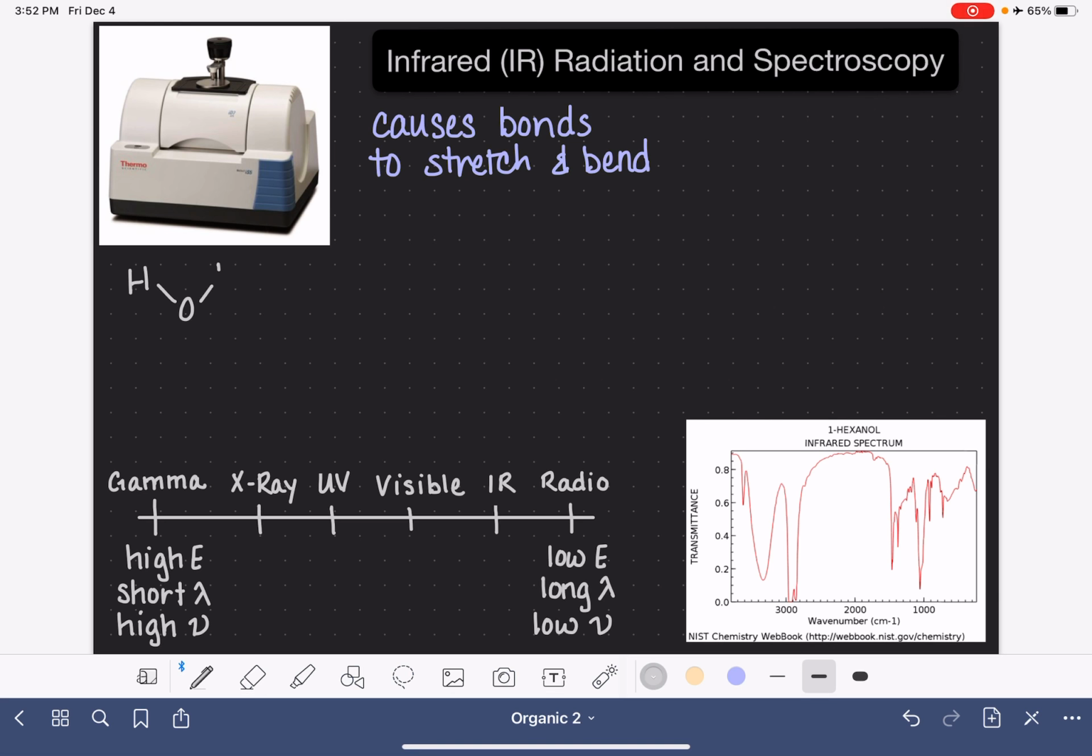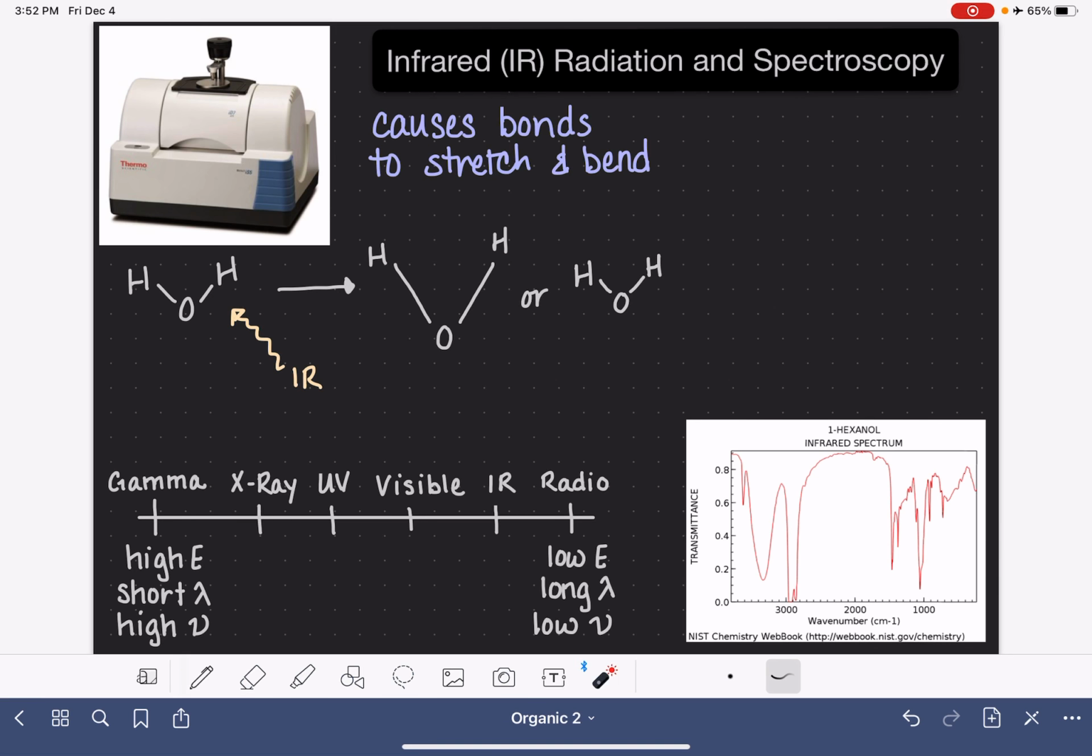Let's say that we have a water molecule and we blast that water molecule with some IR. So there's a variety of different ways in which the bonds in this water molecule can respond to the infrared radiation. One might be that the oxygen-hydrogen bonds stretch out. So that just literally would make the bonds get longer. This would be stretching those bonds. Or another option would be that the bonds get smooshed closer together. So they're just kind of compressing a little bit.